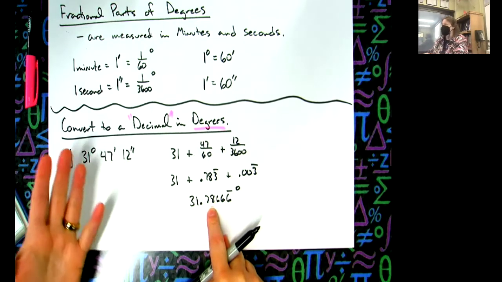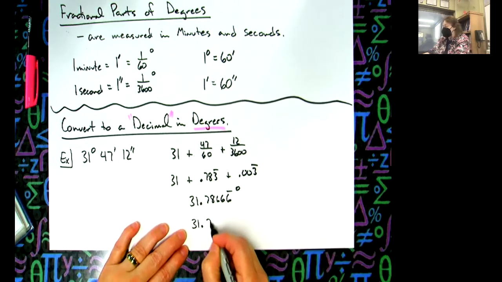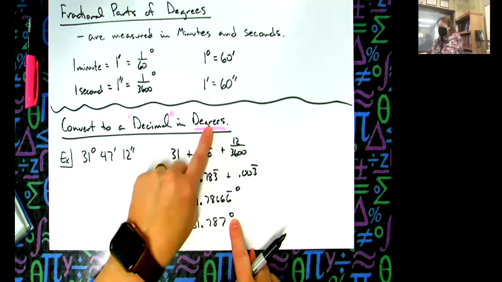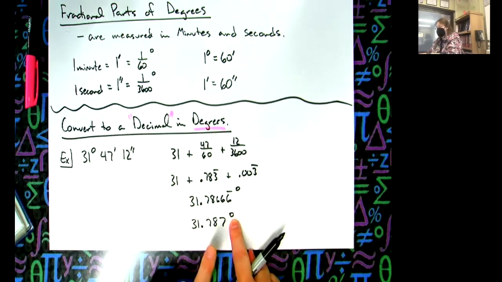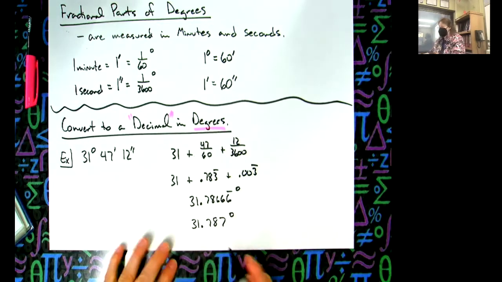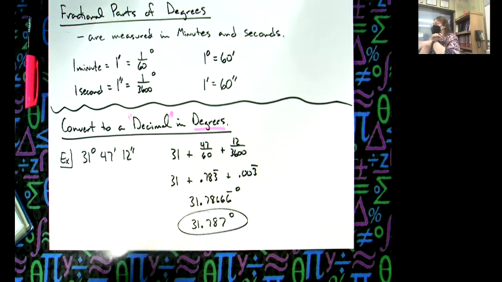We're probably going to round to 3 decimal places. So 31.787. And then I label it degrees because it told me to convert to a decimal. I have a decimal in degrees, so I have a degree on there. You're not going to do this by hand like I did. I was just showing you since we didn't grab our calculators this morning. It's not hard to do.